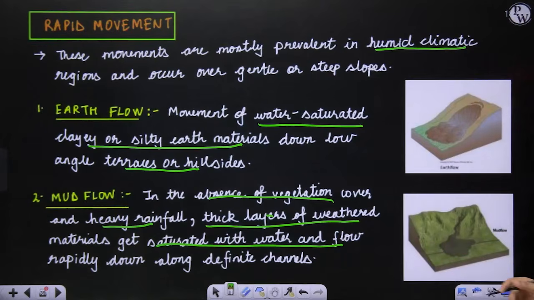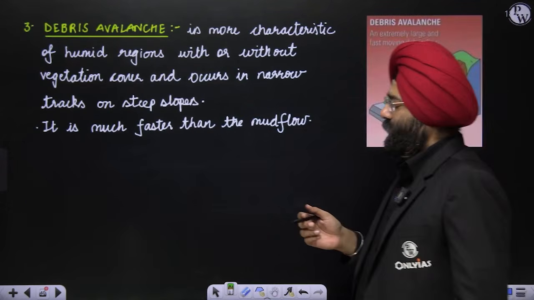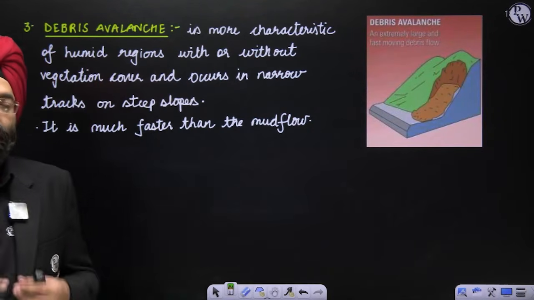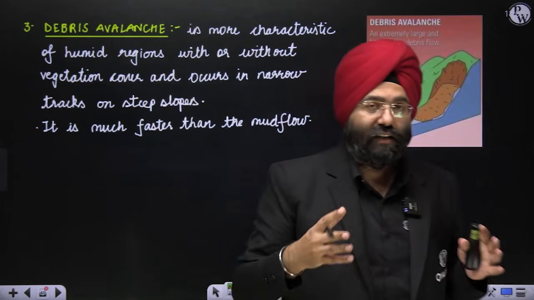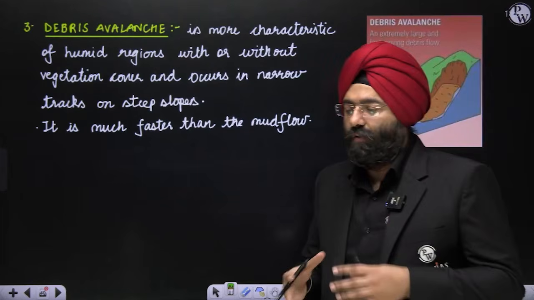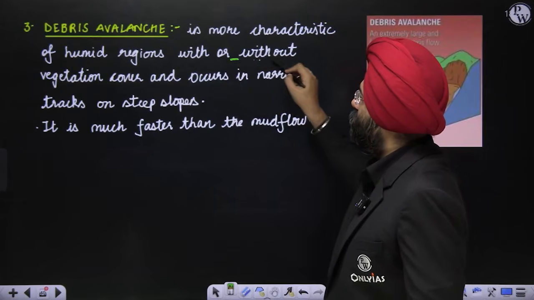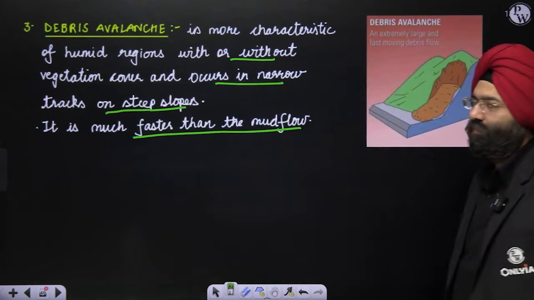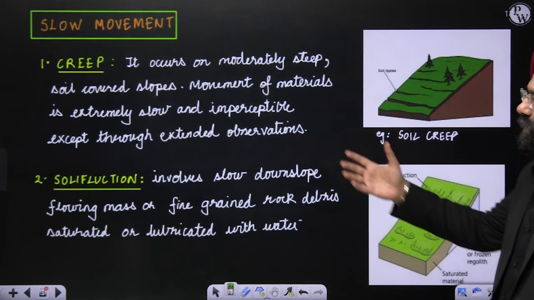Debris avalanche, again it is similar, please remember, it is a larger form of a mud flow. When we talk about avalanches with respect to glaciers, those are very large scale, relatively faster moving. Similarly, it is a larger and faster version of a mud flow. That is why it is more characteristic of humid regions with or without vegetation cover, occurring in narrow tracks on steep slopes, much faster than the mud flow. Clear?